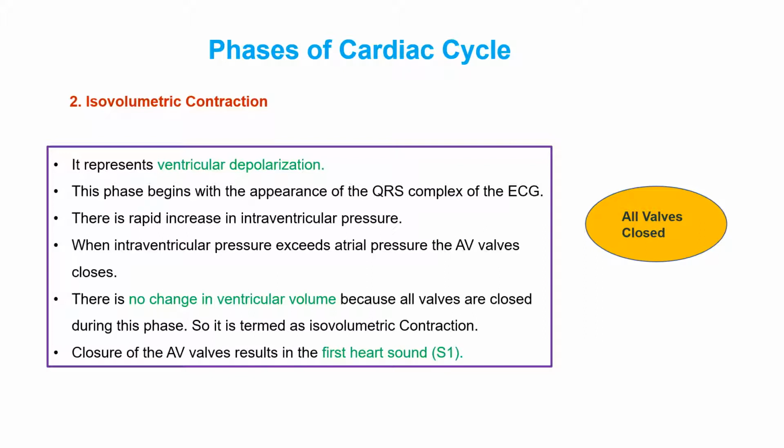Closure of the AV valves results in the first heart sound, that is S1. This sound is normally split because the mitral valve closure precedes the tricuspid valve.